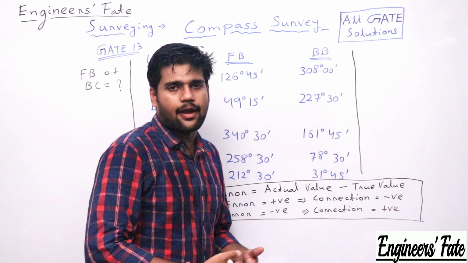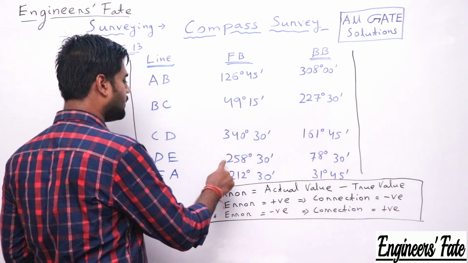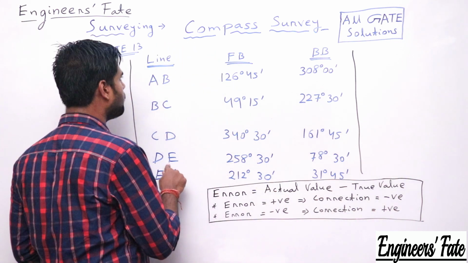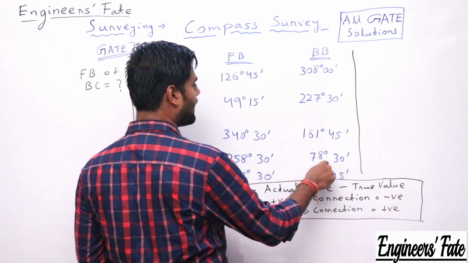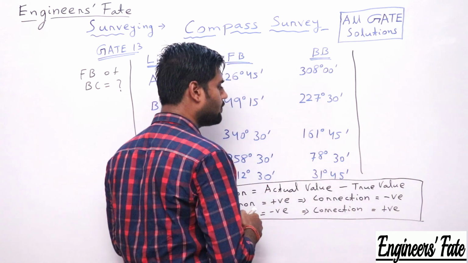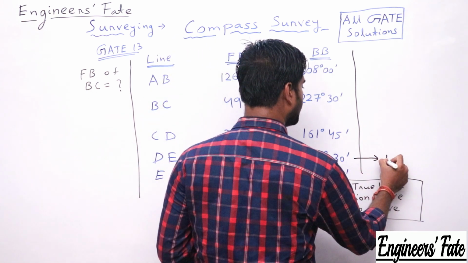So if you have tried, you have found that the difference for line DE, that is 258 degree 30 minute minus 78 degree 30 minute, is 180 degrees.